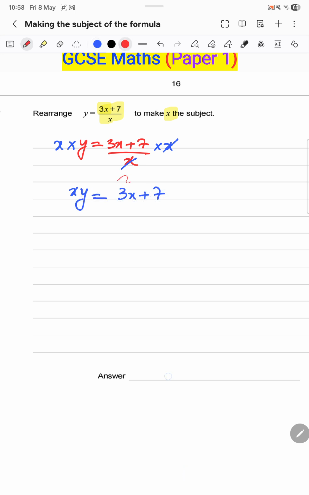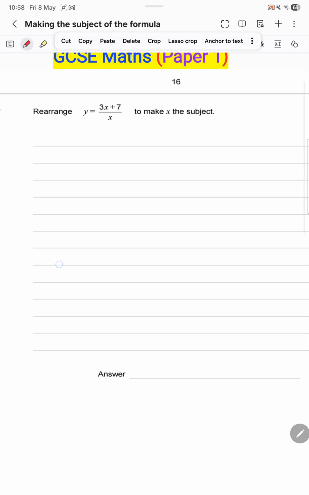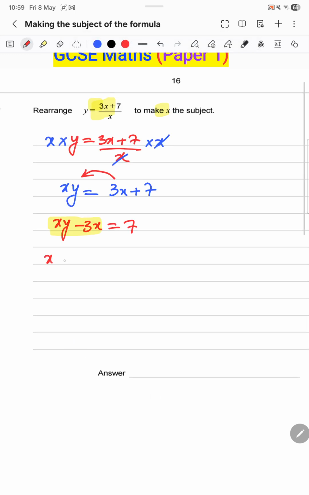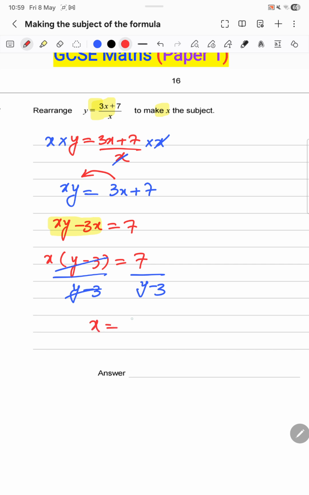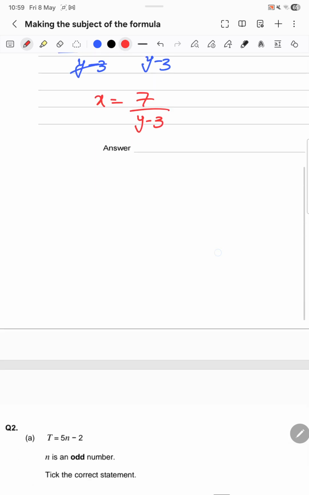Now we need to take the values of x on one side and the values without x should be on the different side. So if you take 3x to the left, it will be xy minus 3x equals 7. Now you can see on the left hand side x is a common term, so you can take x out as a factor. When you take x outside, you're left with y minus 3 inside the bracket equals 7. If you divide by y minus 3 on both sides, then y minus 3 and y minus 3 cancel each other, and you're left with x equals 7 over y minus 3. So you can see now x is the subject.